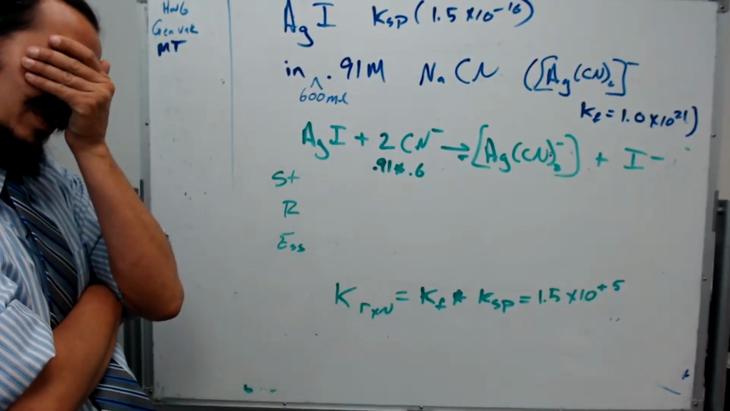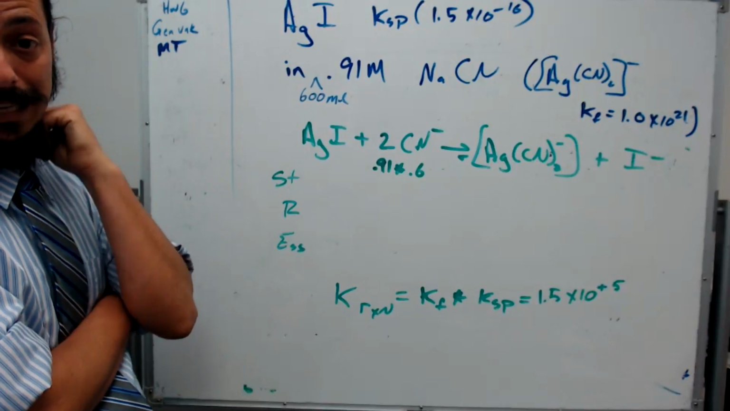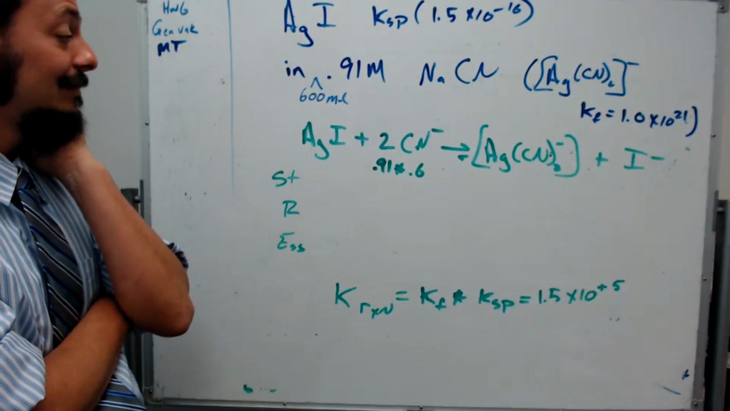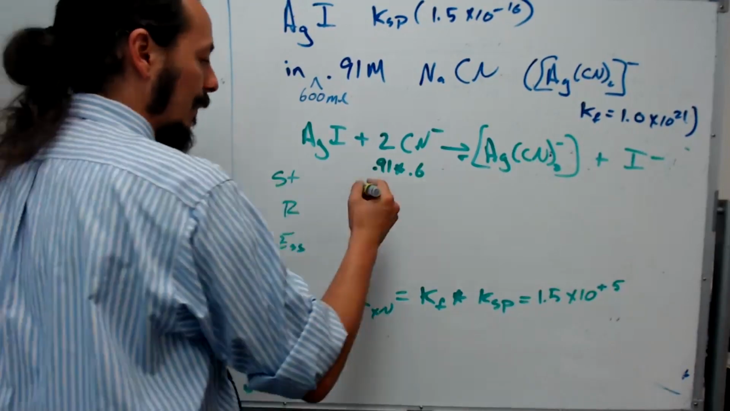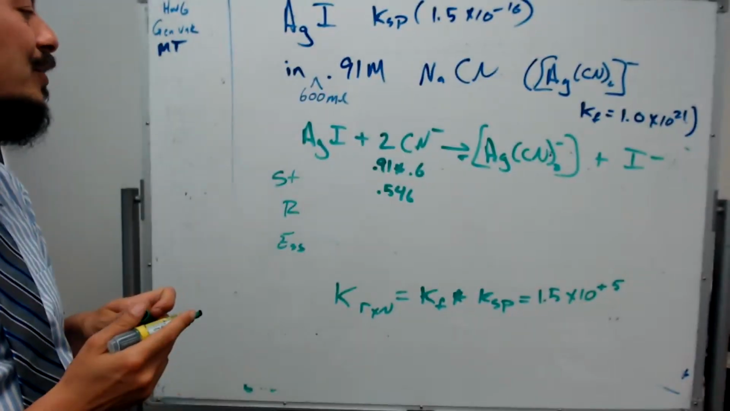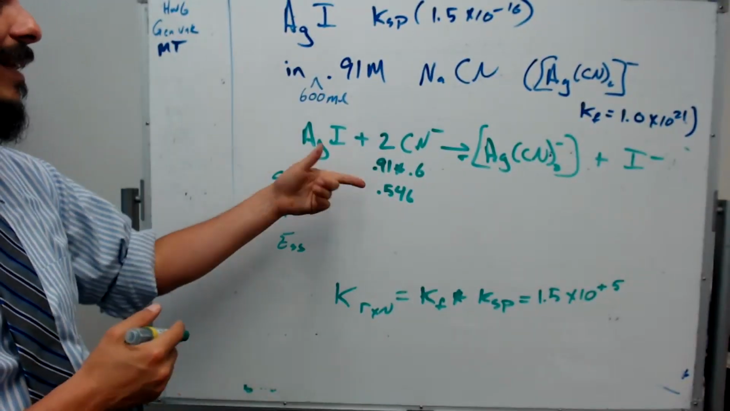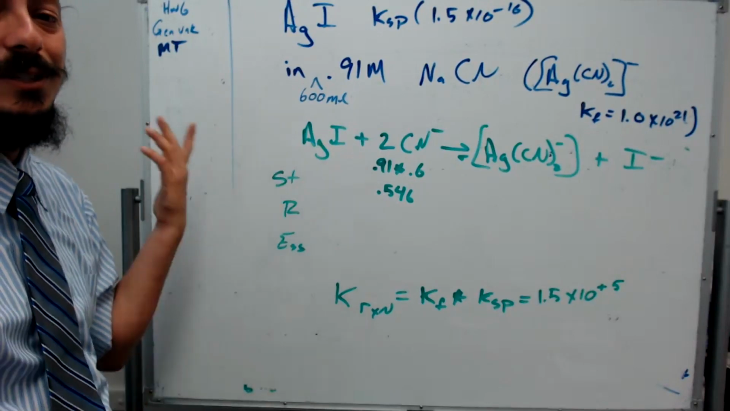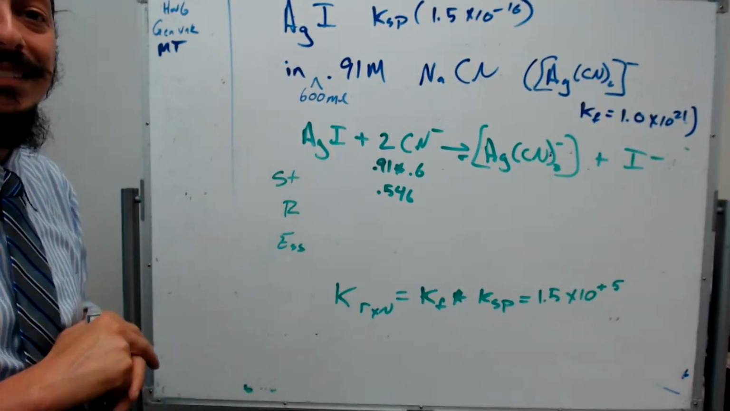9.91 times 0.6. I can't do that. 0.546. Oh, that totally makes sense. I should have been able to do that because 0.91 is almost 1. So it should be just a little bit less than 0.6.